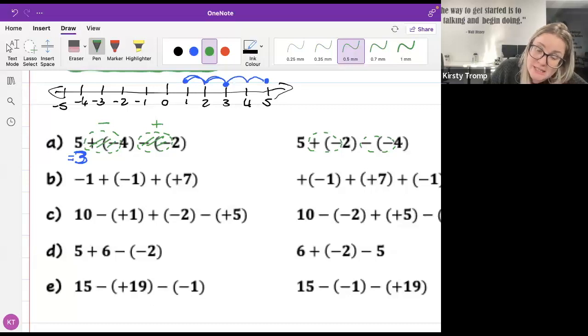I'm going to say to myself, I've got a positive and a negative sign, so I'm going to cross those out. It's going to give me a negative. I've got a negative and a negative next to each other. I'm going to cross those out. It's going to become a positive. All right, so you can use your number line. That is perfect. Nothing wrong with that. Or you can say 5 minus 2 gives me 3, and 3 plus 4 is going to give me 7.